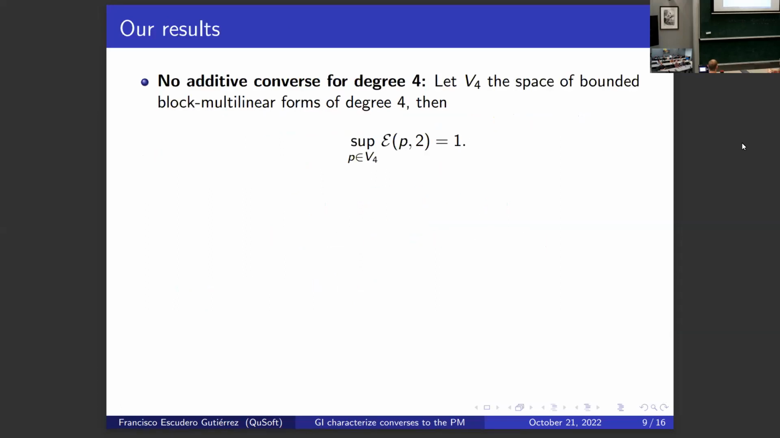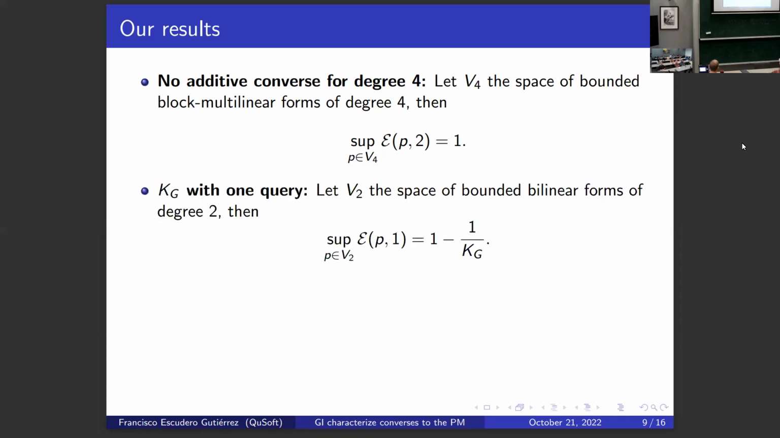And the answer is no, and that is the first of our results. We have proved that using this error p t thing. In particular, what we have shown is that if we consider the bounded block multilinear forms of degree 4, which I'm going to explain later exactly what they are, but they can be regarded for now as bounded polynomials of degree 4. If we take the supremum of the error needed to approximate those polynomials with two quantum queries, then we are going to get one, and that is the converse, because this error 1 is trivial to attain. So this means that there is no additive converse for polynomials of degree 4.